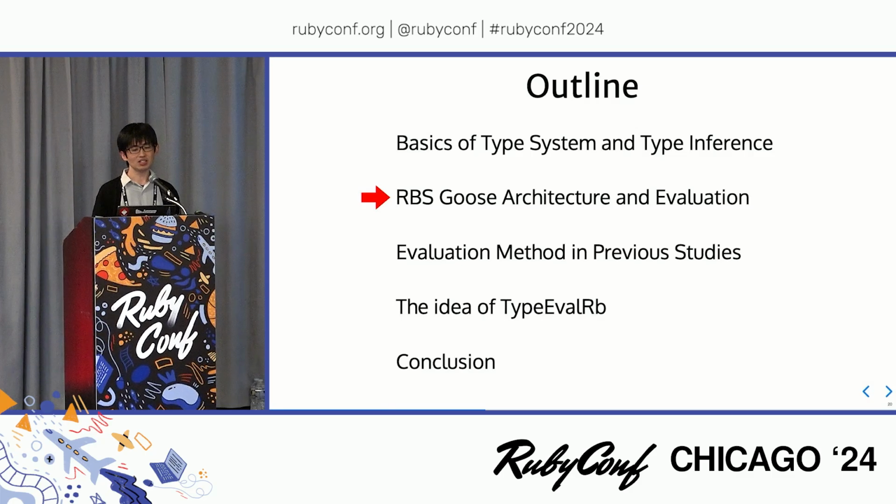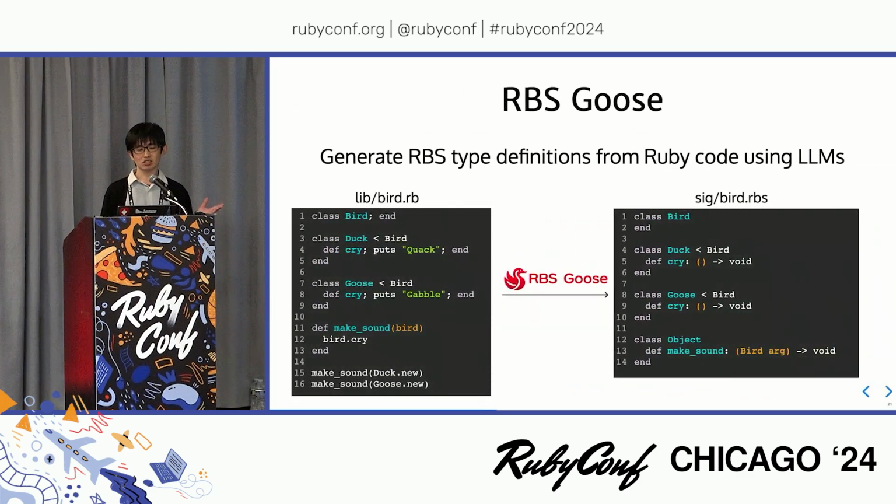Now, we have reviewed the type system and type inference, so it is time to talk about type inference using LLMs. Here, I will share about RBS Goose, which I developed. RBS Goose is a type inference tool using LLMs. It takes Ruby code without type definitions and generates RBS type definitions. This is almost the same input and output as TypeProf. However, the mechanism of type inference is very different.